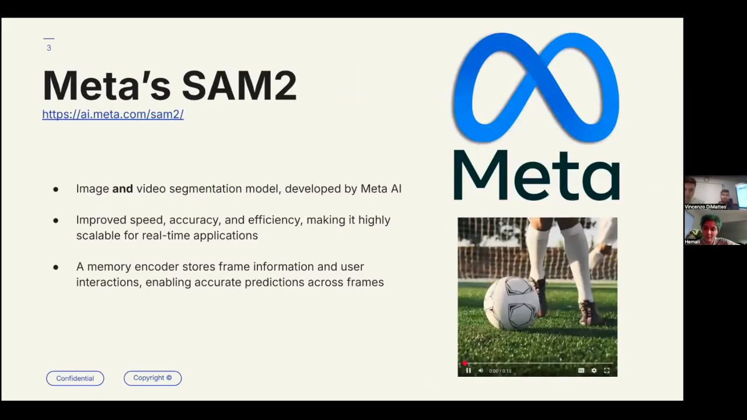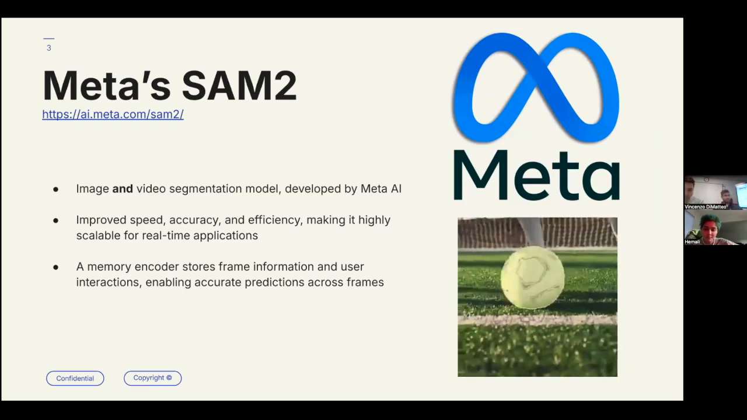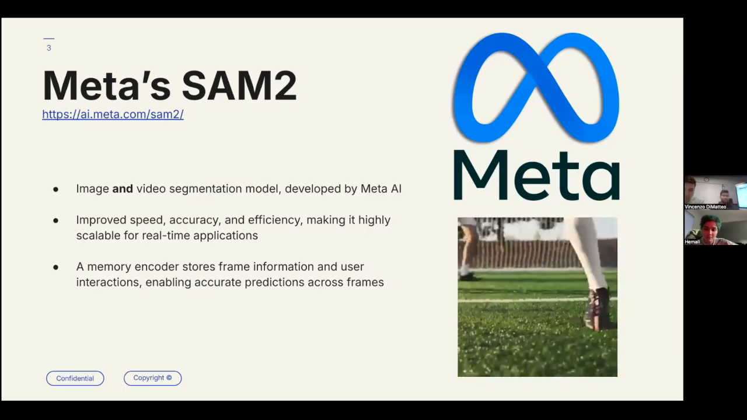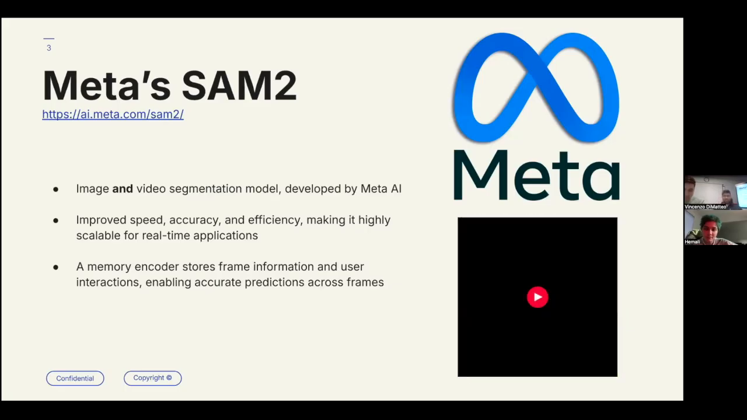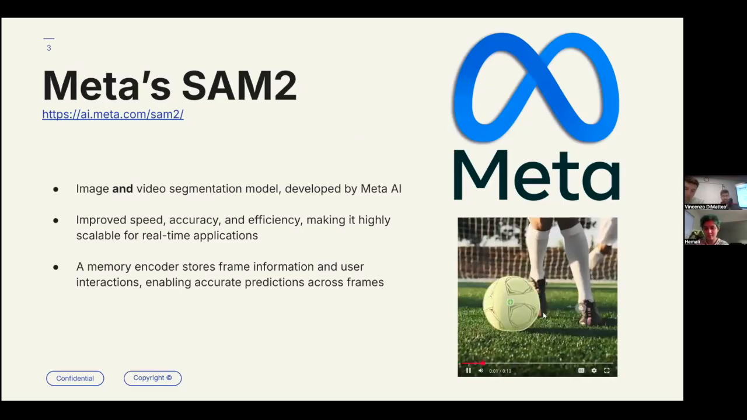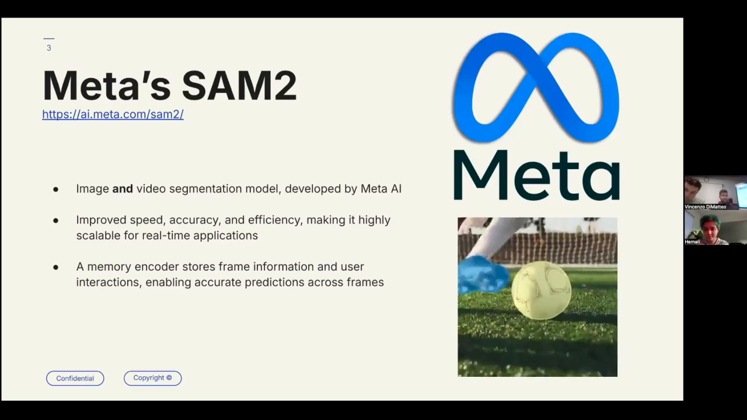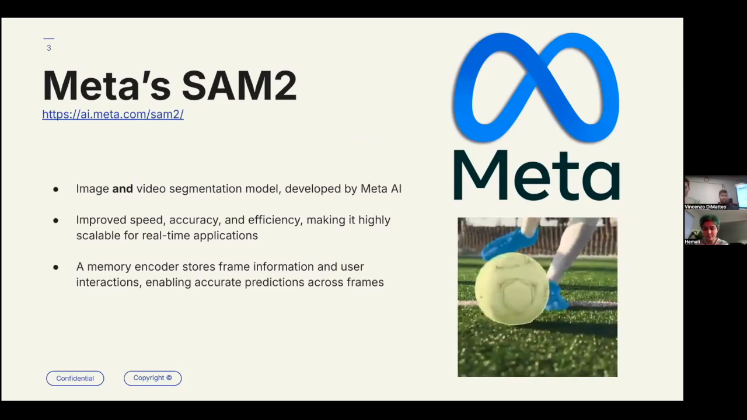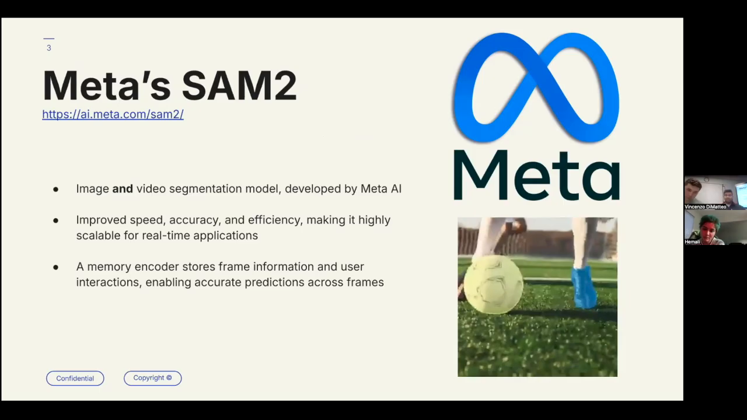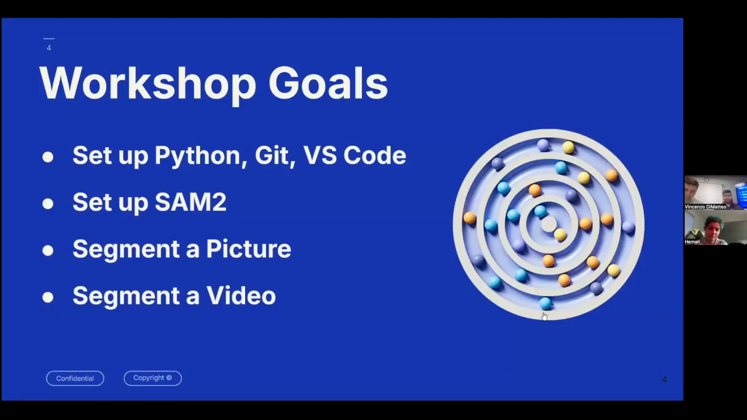That being said, today we're going to be exploring Meta's SAM2, which is currently the best segmenting model in our opinion, in terms of its accuracy and speed and efficiency, and how scalable it is for real-time applications. And not only can it segment images like shown here prior, it can also segment videos, as you can see there. Yeah, they have a memory encoder that stores the frame information and makes it so you can have accurate predictions across multiple frames.